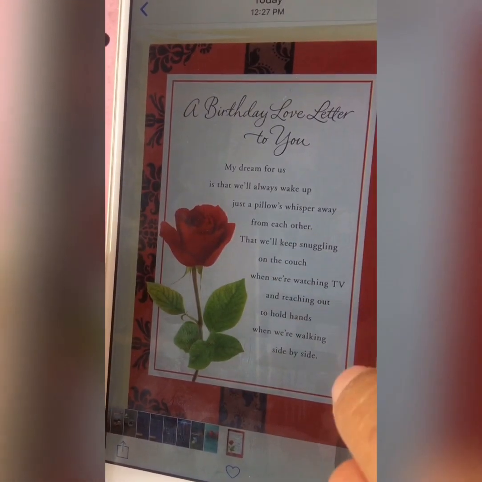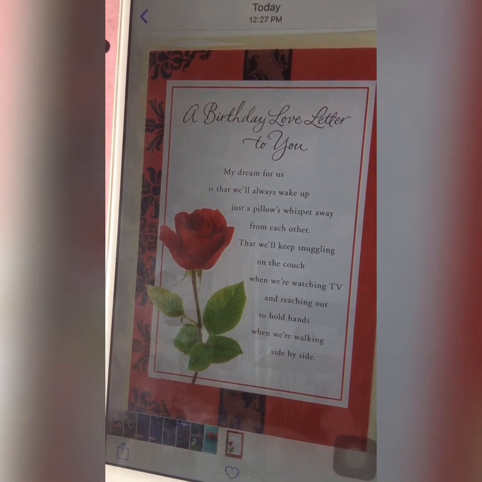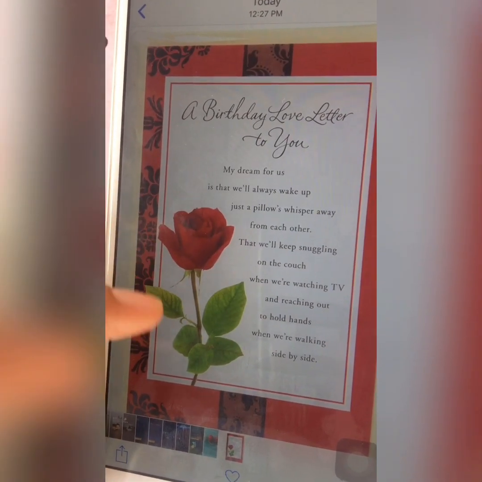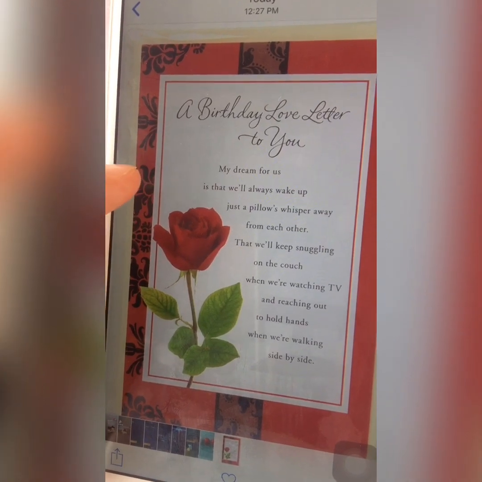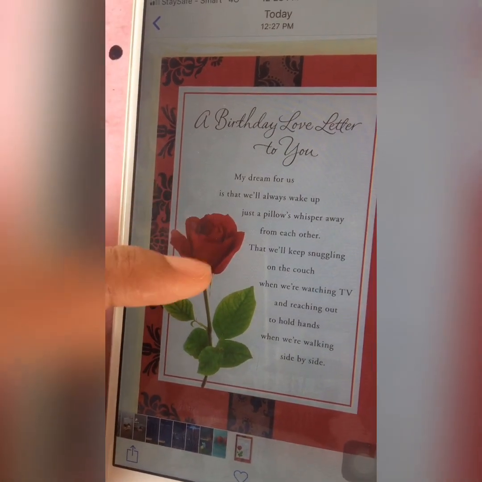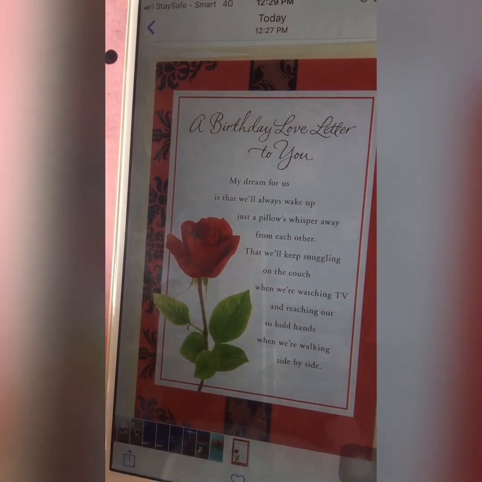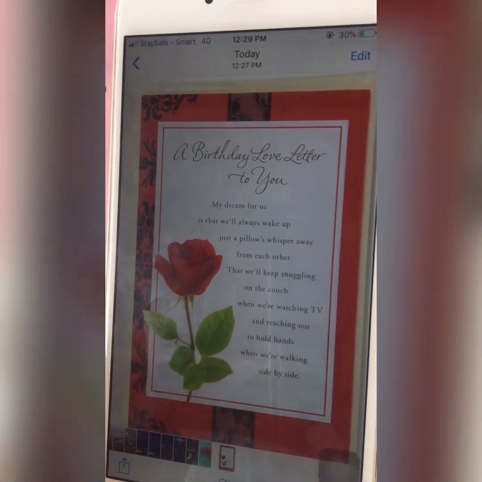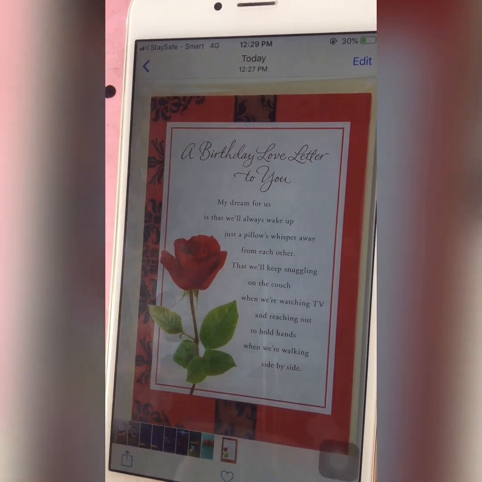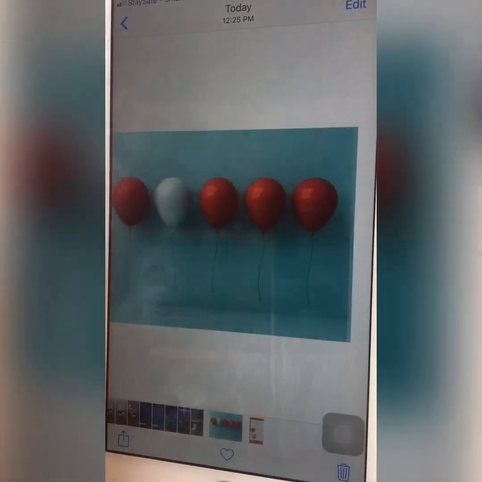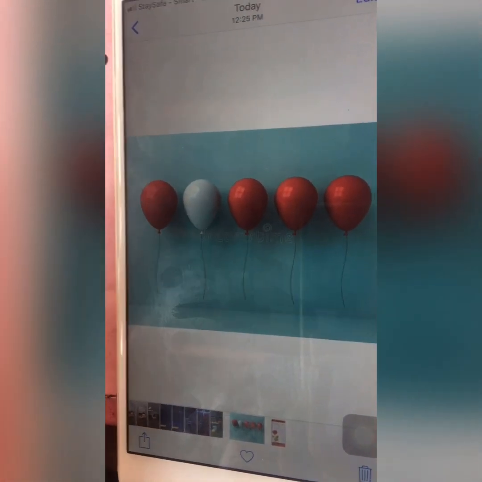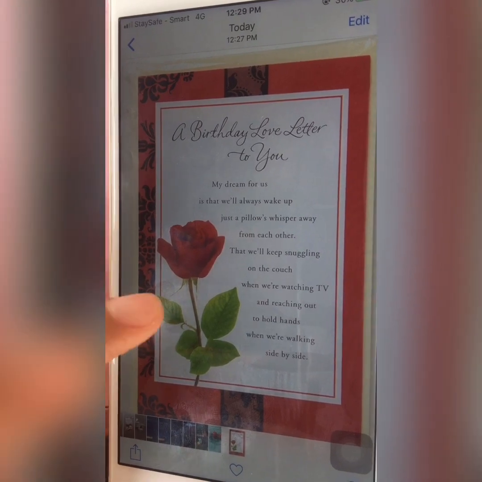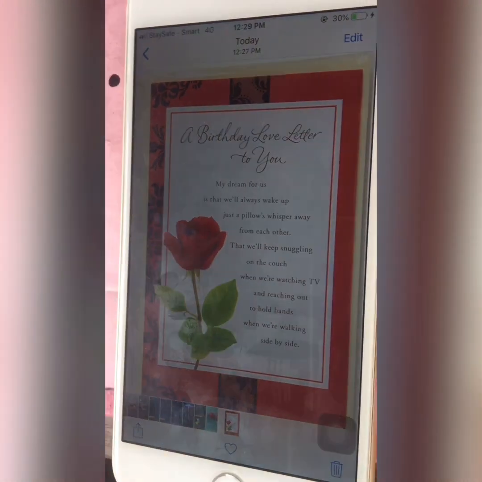Okay, and what does this picture refer to, everyone? They write down something and have the rose and the flower, and they say a birthday love letter to you. So this one refers to birthday card. So birthday card means the card that you give someone at a birthday party. So birthday card. And this one refers to different. Birthday card.